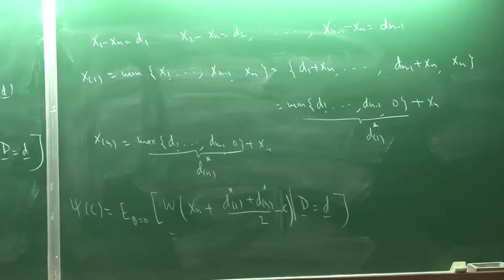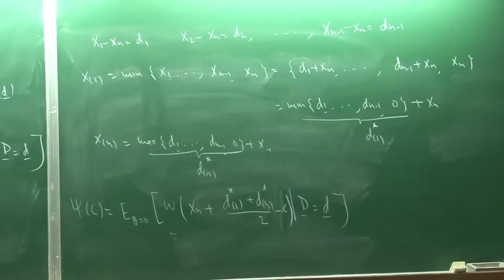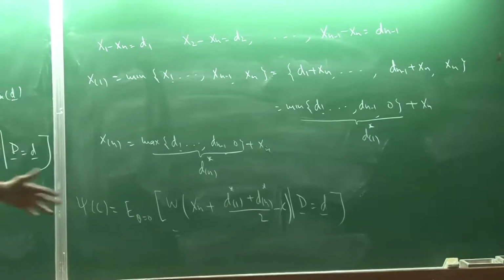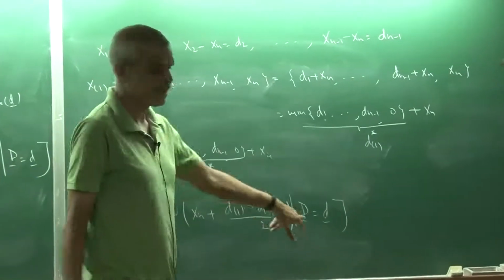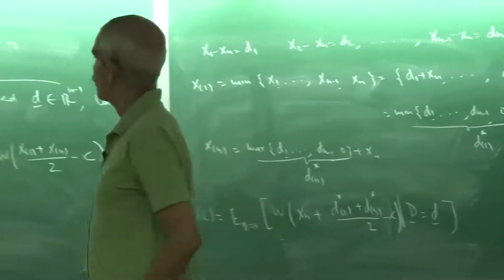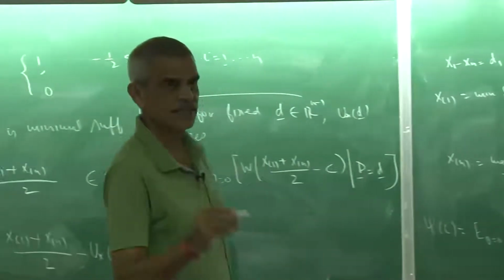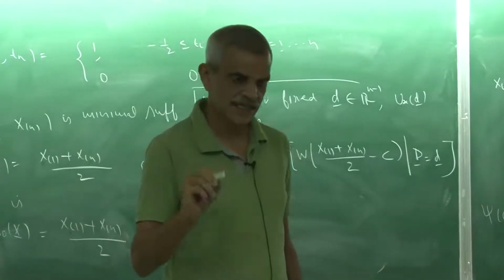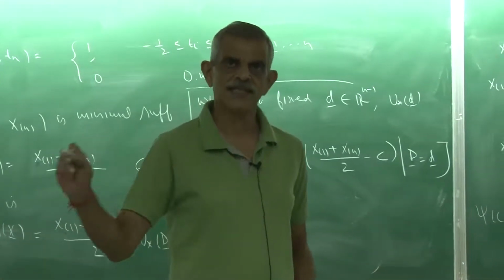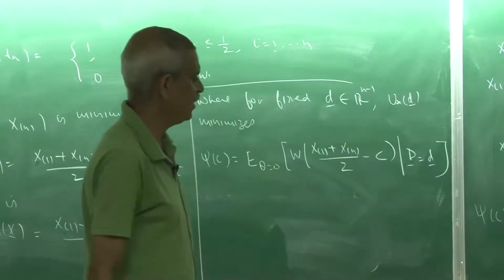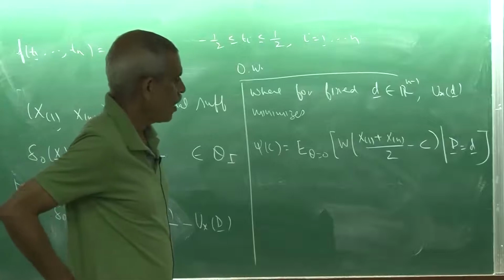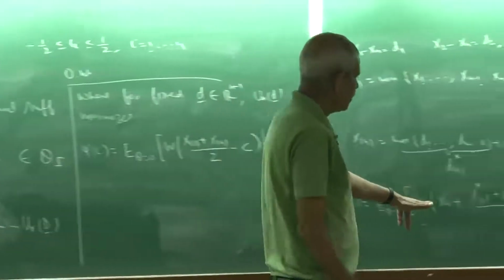Now, what I'll do is I'll just give you a hint. Everything depends on the conditional distribution of xn given T equal to d, that is, the conditional distribution of xn given x1 minus xn is d1, x2 minus xn is d2, up to xn minus 1 minus xn is dn minus 1, which is not easy, it is difficult to find out. Using that, you can write down this.